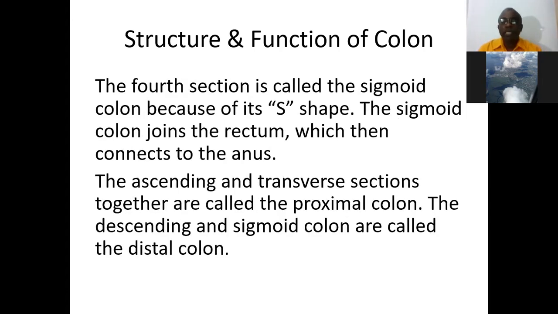The fourth section is called the sigmoid colon. Because of its shape, it has an S shape, like the Greek letter sigma, and it joins the rectum, which then connects to the anus. So we say the rectum is where stool is stored.